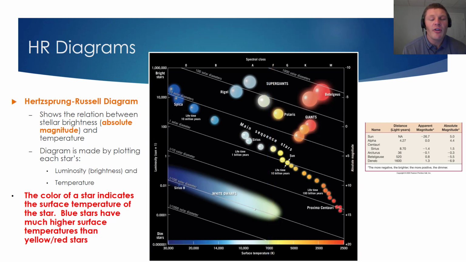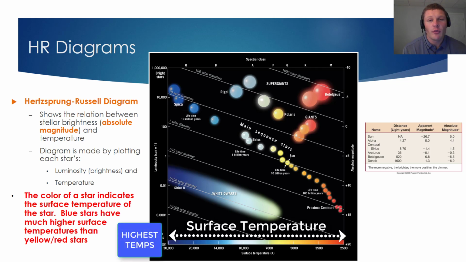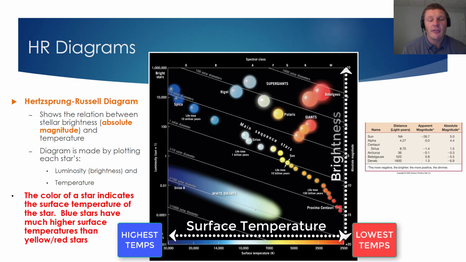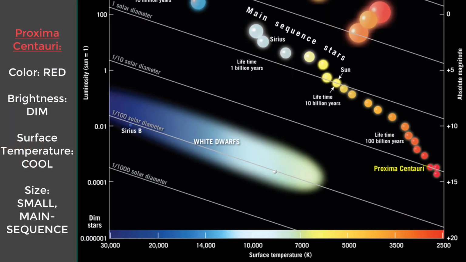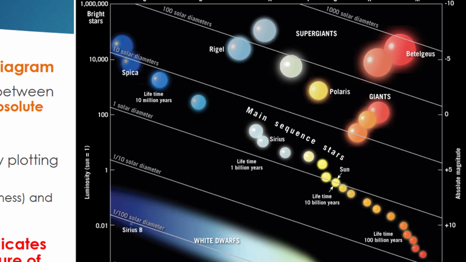So keep in mind that when we reference Hertzsprung-Russell diagrams, the horizontal axis represents surface temperature. The highest surface temperatures will be towards the left side of the diagram, and the lowest surface temperatures will be to the right side of the diagram. The vertical axis of a Hertzsprung-Russell diagram will always represent stellar brightness. So just as an example, Proxima Centauri is located towards the bottom right portion of this diagram, and what that basically tells us is that Proxima Centauri is a dim star, and it also has a low surface temperature.